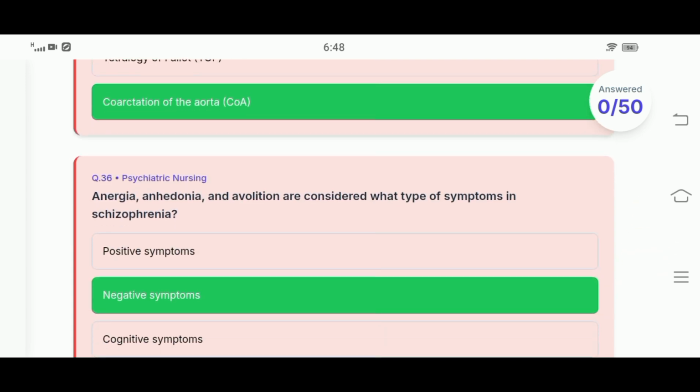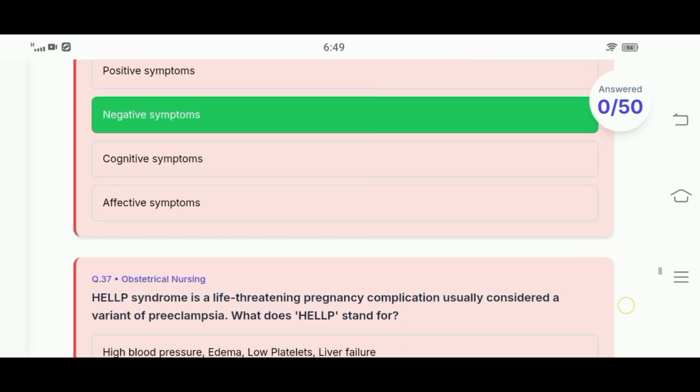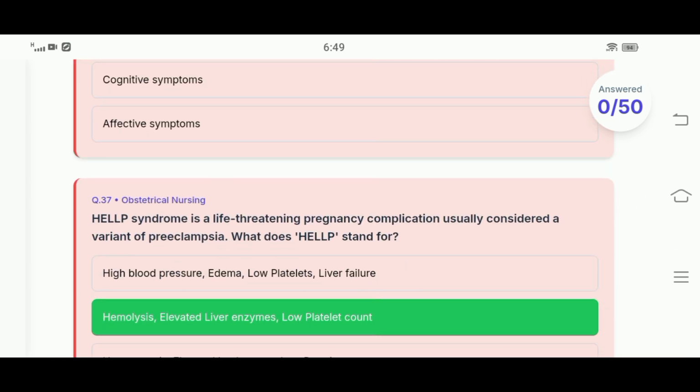Anergia, anhedonia, and avolition are considered what type of symptoms in schizophrenia? Options are A. Positive symptoms, B. Negative, C. Cognitive, and D. Affective. So the correct answer is B. Negative.